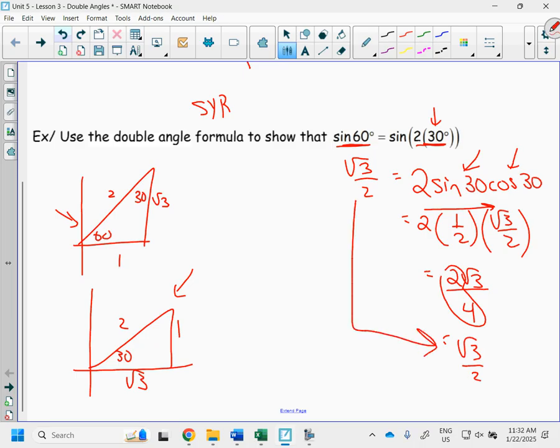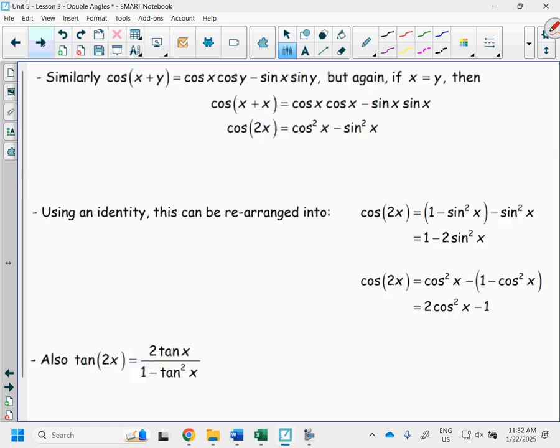And what do you know? Those are the same. Obviously, if we had a 60, we would just use our special triangles because it's faster. But we can use the double angle formula to get the same answer when we don't necessarily have a special triangle. And this idea can also be extended to cos double angles.